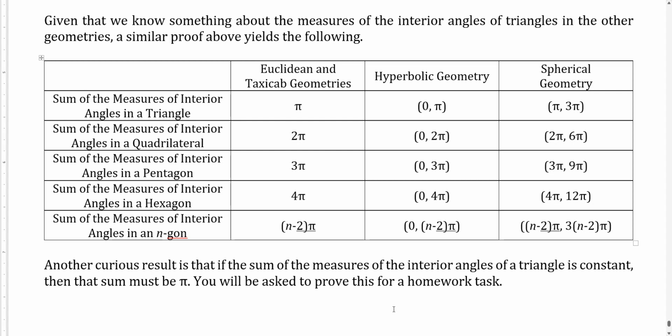And here's another curious result. It turns out if the sum of the measures of the interior angles of a triangle is a constant, then that constant must be pi radians, or 180 degrees. And I'll leave that as a homework task for you to prove.